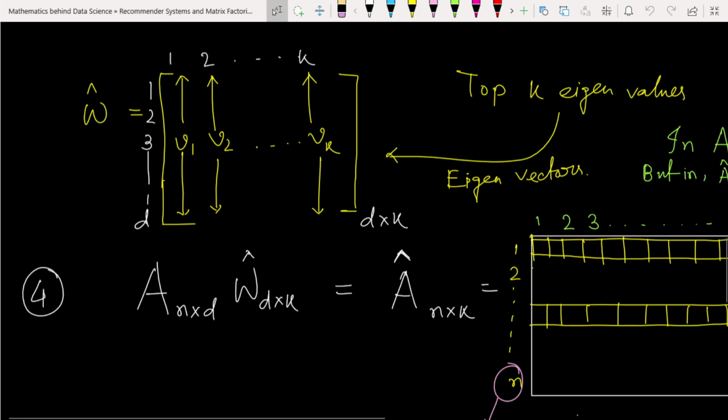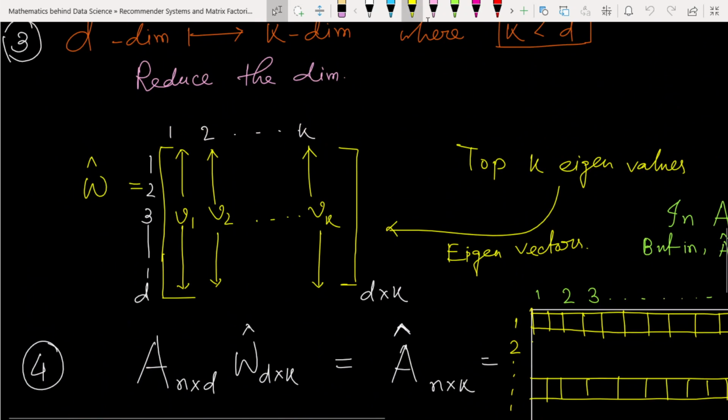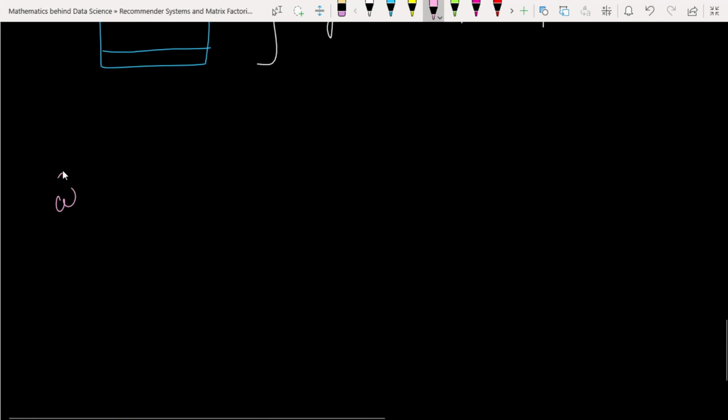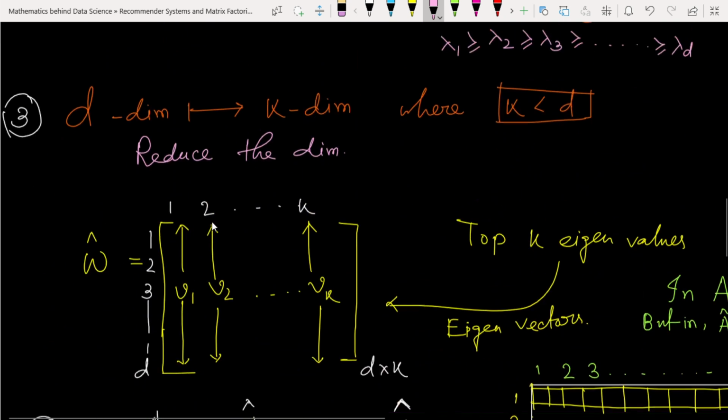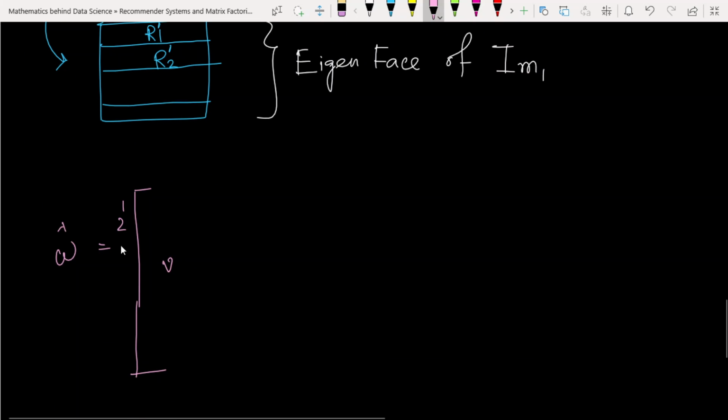Actually, eigenfaces are this thing. Just see it, the W hat that we got. What is W hat? It contains the eigenvectors. It's V1 first, the first, with dimensions 1, 2, 3 up to D. Yes, this is the first eigenvector.